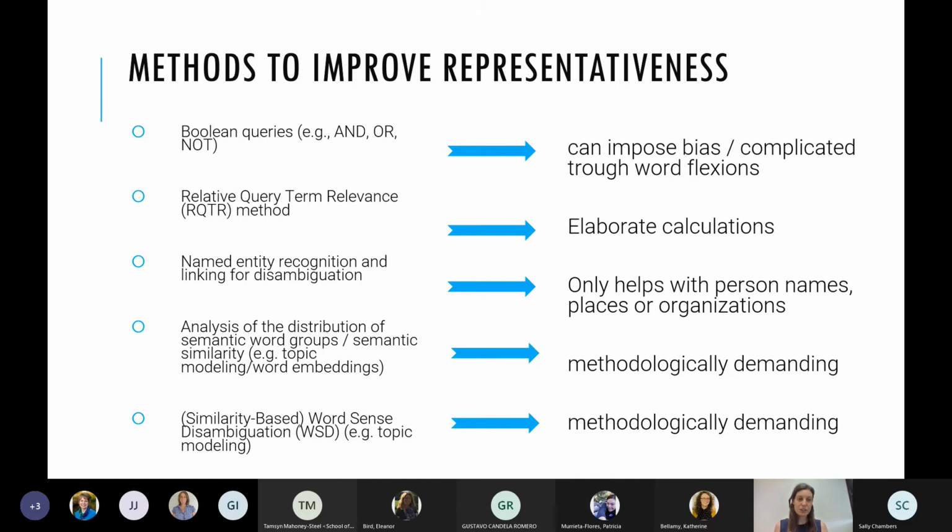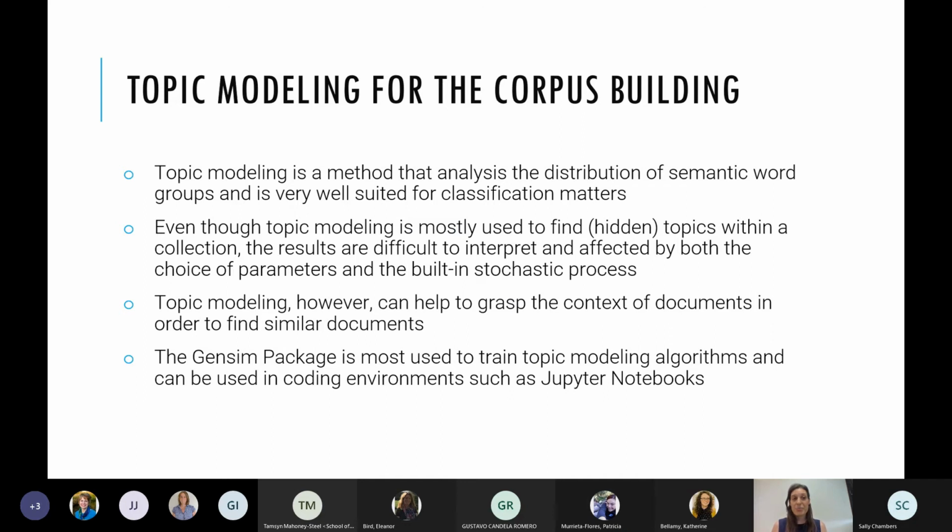And also, of course, topic modeling, which I will explain further, and similarity-based word sense disambiguation methods, which are methods that try to disambiguate words that have several meanings, and topic modeling can also be used for this. As the downside, I was noting, of course, those methods are methodologically a little bit more demanding. So, going to explain a little bit of topic modeling and its use for corpus building.